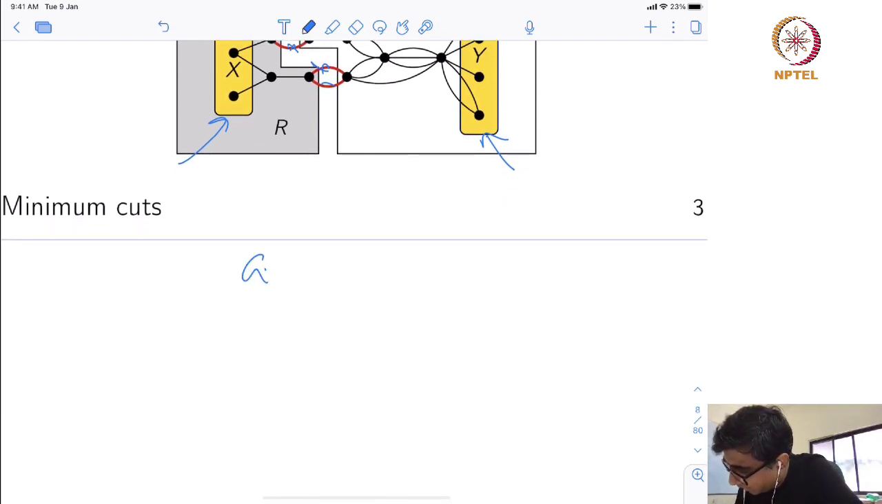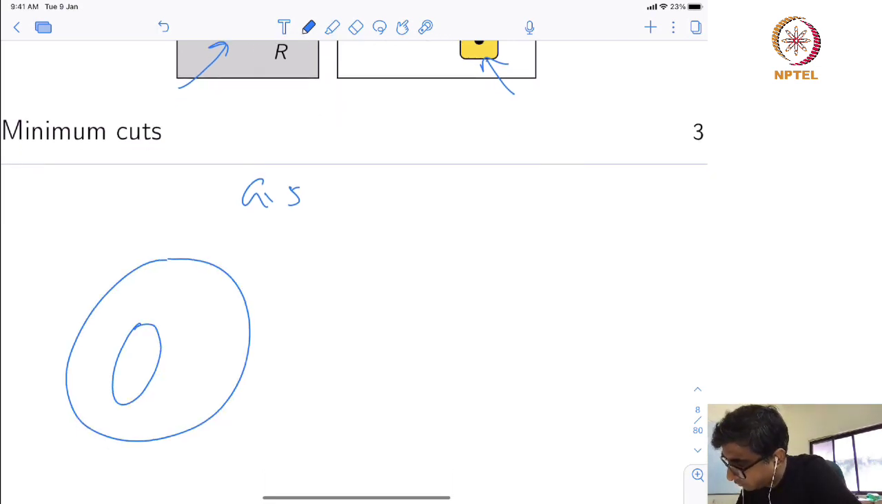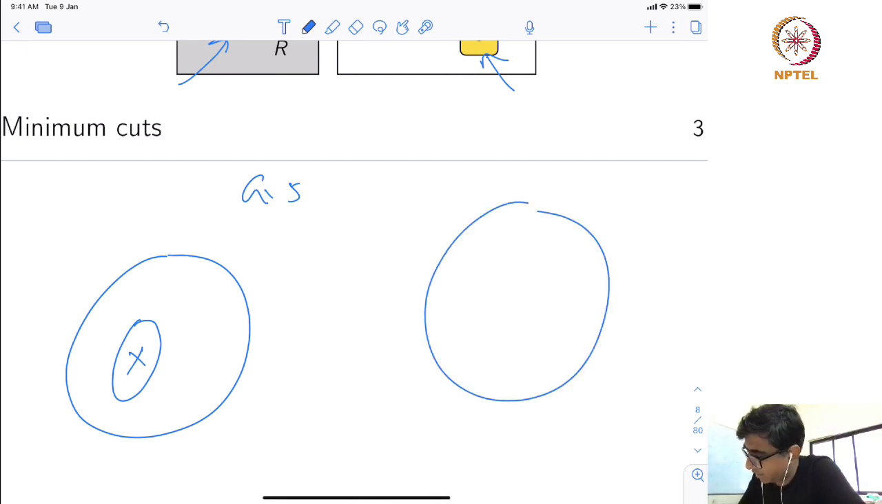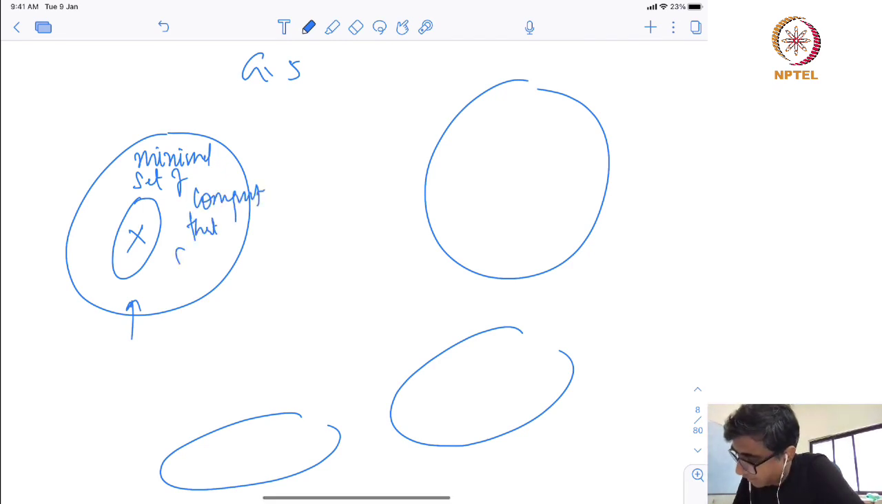after I delete S from G, how does the world look like? Here is my component that consists of X, and everything else. But notice that this component may not be containing X alone. So this is basically the minimum set of components that contains X. Okay. Or in other words, let's see.